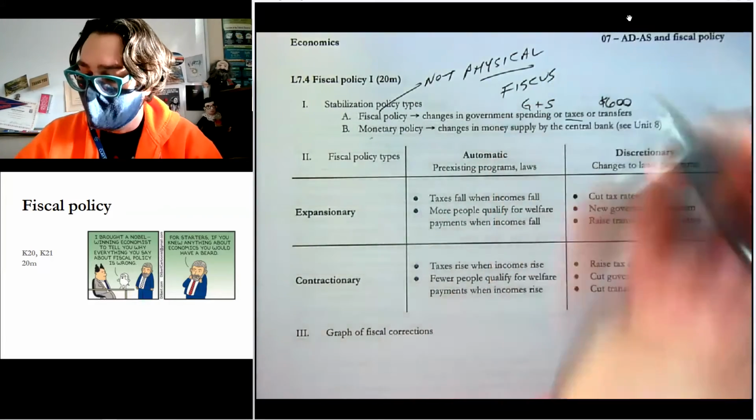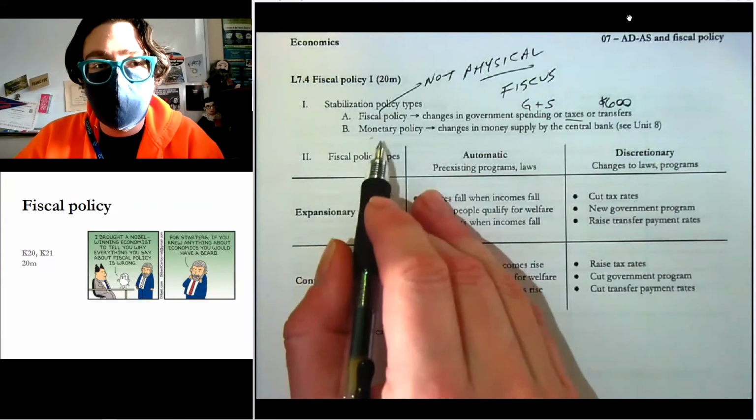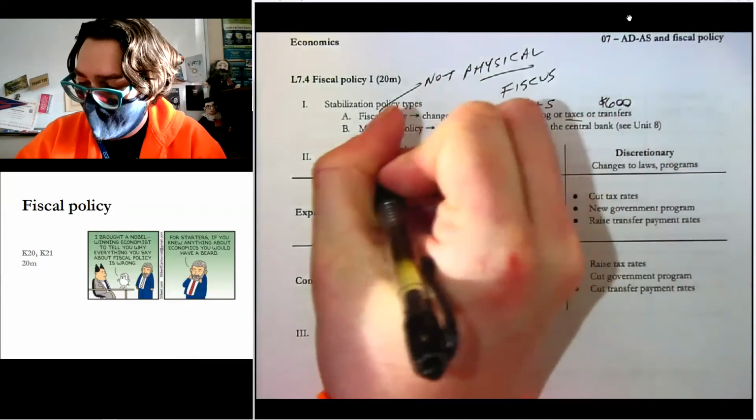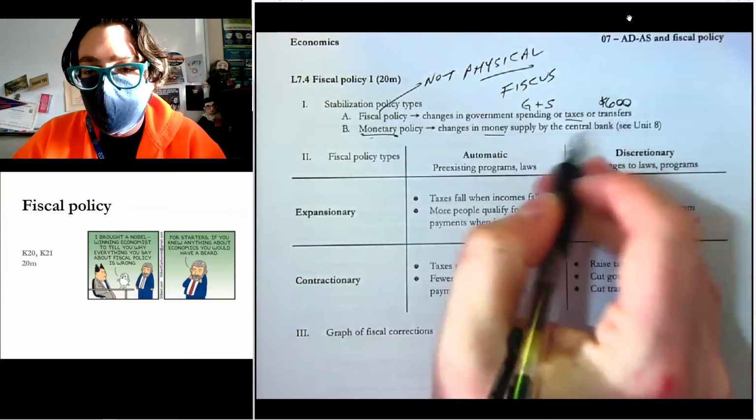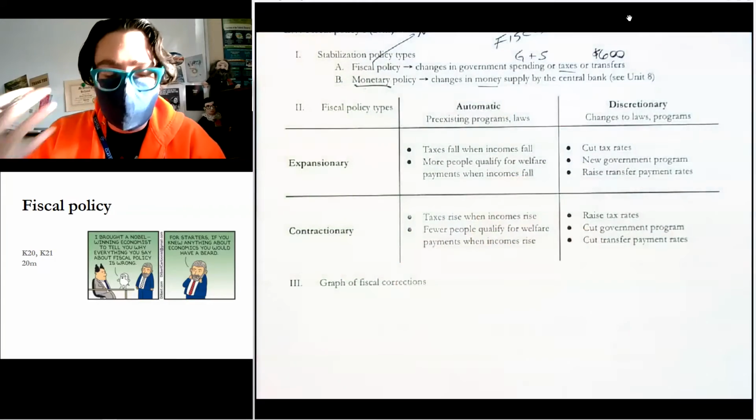Goods and services. Now, the other type of stabilization policy, how we stabilize the economy, is what we call monetary policy. That's changes in the money supply, so hence the name monetary, right? And that's going to be the central banks. We'll look at that in the next unit. Now, today is just the overview of fiscal policy.